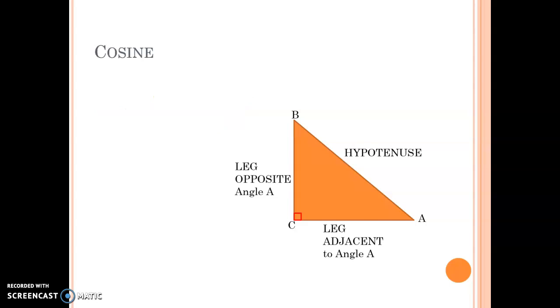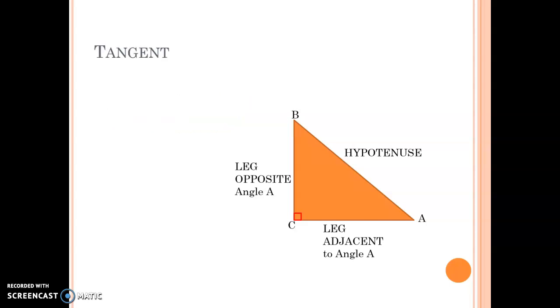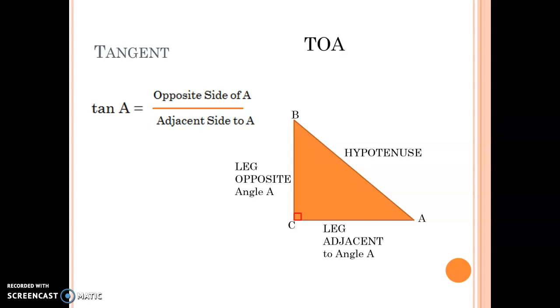The next one is cosine. Cosine is adjacent divided by hypotenuse, adjacent being the side touching angle A in this case, but it is not the hypotenuse. To remember cosine, we do CAH: cosine equals adjacent over hypotenuse. And our last trig ratio we're going to do today is tangent. Tangent is opposite over adjacent. So to remember this one, it's TOA. Tangent equals opposite over adjacent.